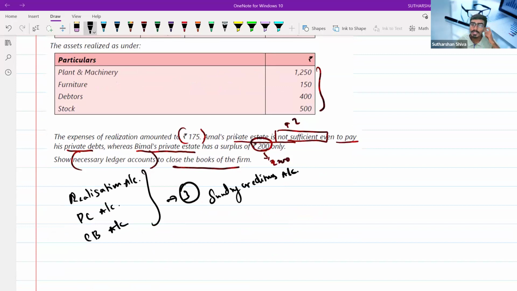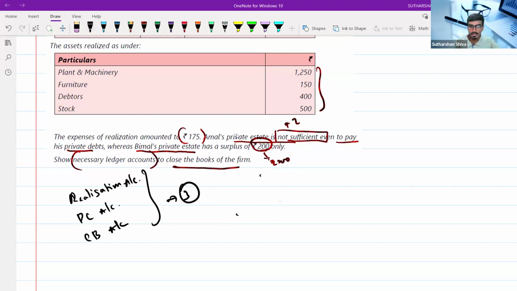Okay, we will prepare the sundry creditors account. And if there is any deficiency, we will prepare a deficiency account. This is slightly a different question. In some cases, your cash and bank balance will not get tallied. I will show you how we need to proceed.